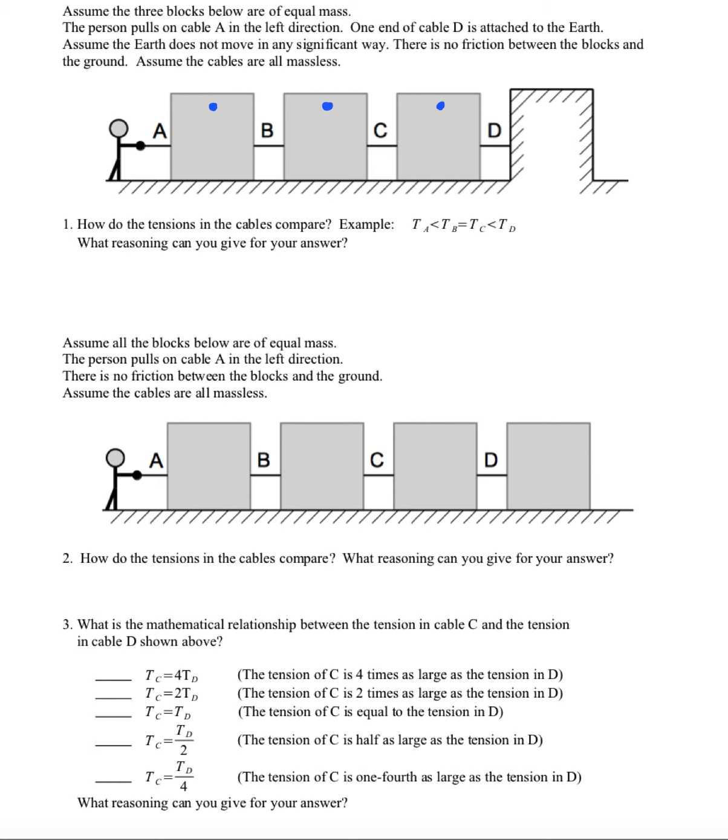So for starters, the person's pulling on cable A, and then cable A is going to in turn pull on the block. So there should be a force directed to the left which shows how this block feels pulled by the cable. Now what else is in contact with that block? Well, cable B is in contact with it. Which way does cable B pull on that first block, though? It's actually going to pull to the right.